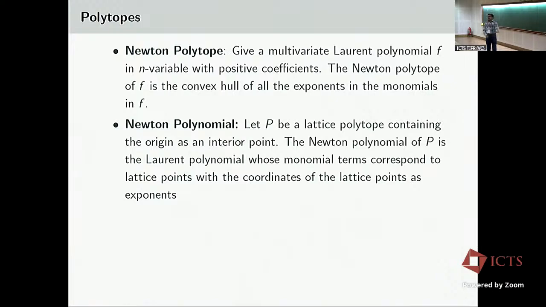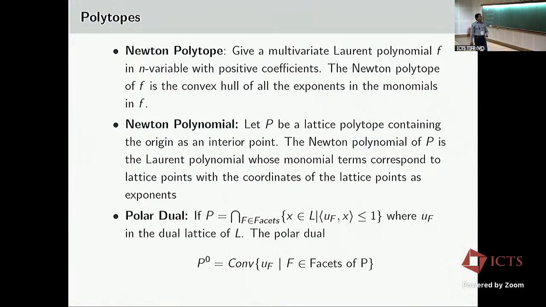And you can do the reverse. If you are given a polytope, you can look at the vertices, use the vertices as exponents, and take the sum of the monomials. This is what's called a Newton polynomial. And then given a polytope with 0 in the interior, you can of course take the dual polytope, because a polytope like this is given by an intersection of facets, and you look at the equations of the facets and take those. So this thing is in the dual lattice, the polar dual.